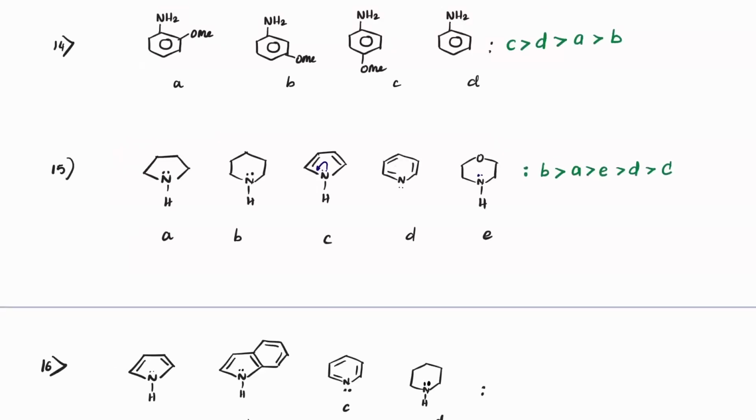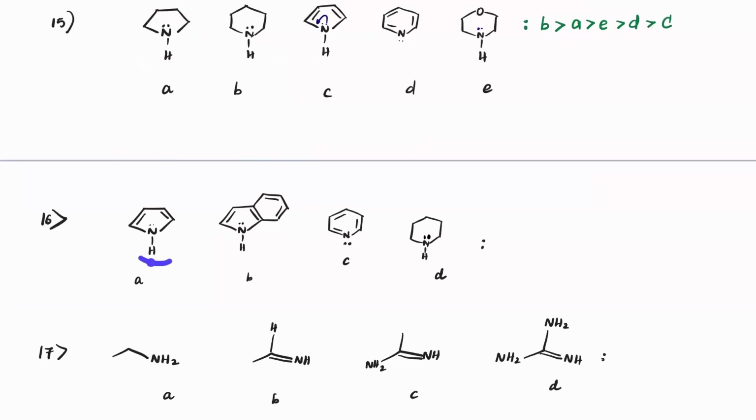So this will be the order. Next, if you have pyrrole, which is an extremely weak base, that lone pair is shared with multiple pi bonds here. So in that case, the basic character further decreases. While pyridine will be more basic; this will have the highest basic character. So D, then C, then we have B, then A. Okay, this is the order.